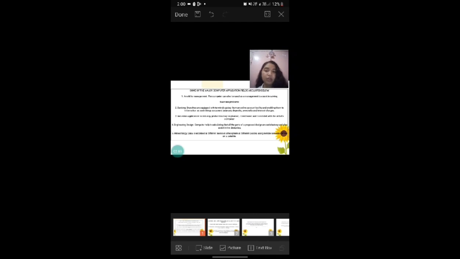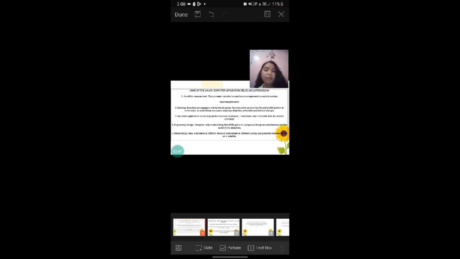And number four, engineering design. Computers help in calculating that all the parts of the process design are satisfactory, and also assist in the designing. So computers design the parts for the product. For example, an engineer designing a building using software, or testing if a bridge design is safe.